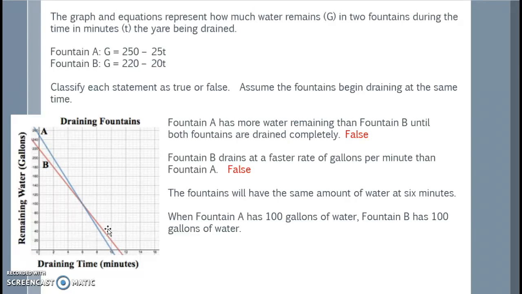The fountains will have the same amount of water at 6 minutes. So at 6 minutes, I see this is where they intersect. So this is true. When fountain A has 100 gallons of water, fountain B has 100 gallons of water. That is true. Where they intersect at 6 minutes, they both have 100 gallons of water remaining.